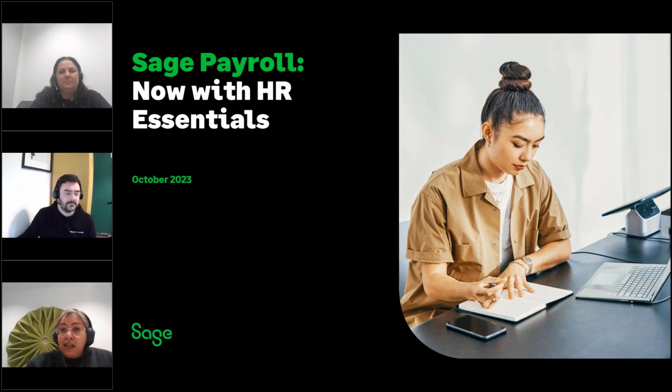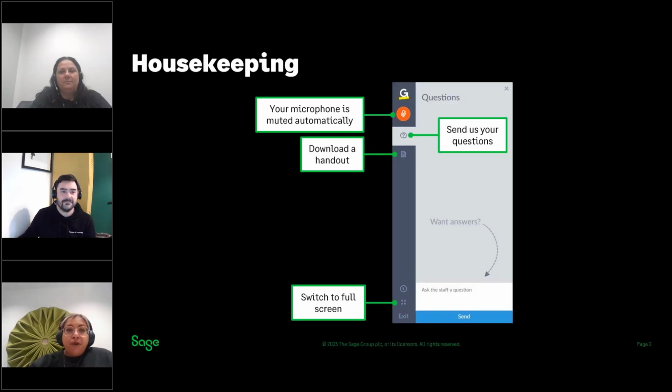Before we start, just a little housekeeping for you. Firstly, your microphone is muted automatically on this call, so you won't have to worry about your sound accidentally coming through, so hopefully that's a weight off your mind. Do please download the associated handout for this call, which is our HR Essentials frequently asked questions. To do that, you can just click on the document icon in the chat panel. And if you'd like to view this webinar in full screen, please click the little four-pointed arrow icon to expand out. If you do have any questions, we ask you to submit those to us via chat.